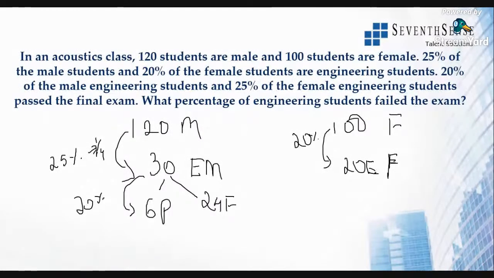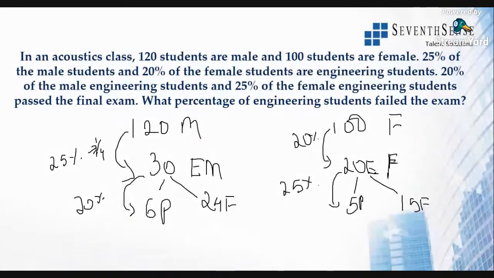Okay. So 20% of 30 is 6 students pass. All right. Now, similarly here, 25% of female pass. So 25% is 1 by 4. So 1 by 4 of 20 is 5 female students pass, and remaining 15 students fail.